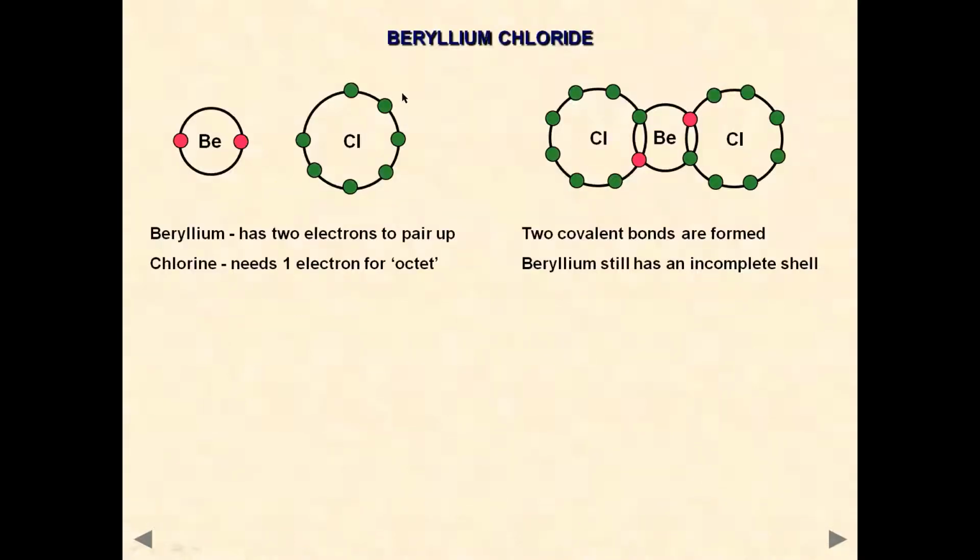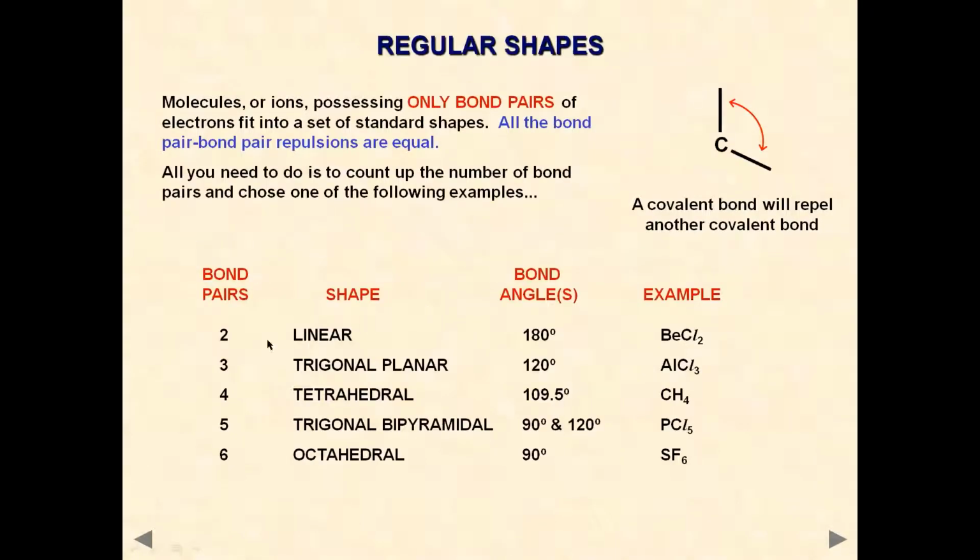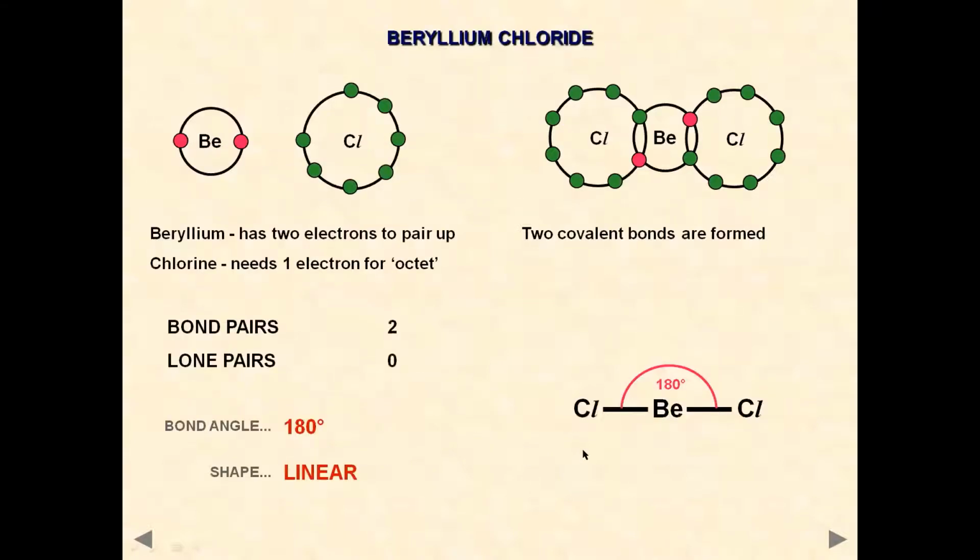Okay, so let's have a look at the example of beryllium chloride. Now, beryllium has 2 electrons to pair up, 1 and 2. The chlorine needs only 1 electron for the octet. Now, octet means having 8 electrons in the outer shell. So they're going to form 2 covalent bonds. And if we go back and see that there are 2 covalent bonds, that means the shape is going to be linear and the bond angle is going to be 180 degrees.